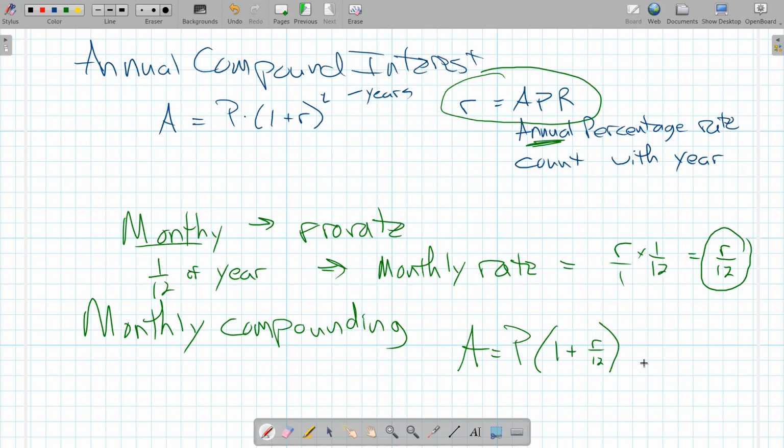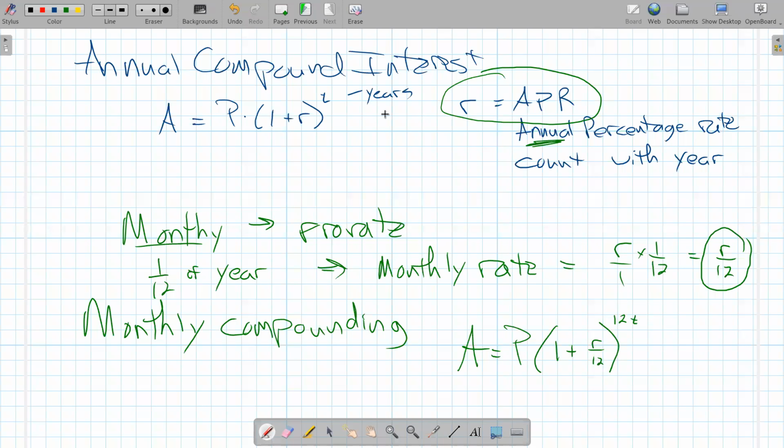Okay, now here I have to pause for a second because this says the power should be years, but I want the power to be months. How many months are in a year? Well, there's 12 months in a year, okay? So to change T years into months, I would just go 12T because there's 12 months in a year, right? Think about it. If 1 year went by, 1 times 12 is 12. If 2 years go by, 2 times 12 is 24. That's 24 months. So this calculates the number of months.